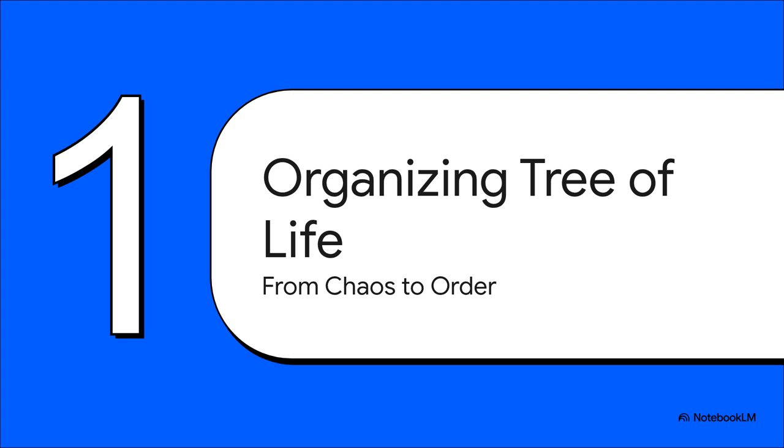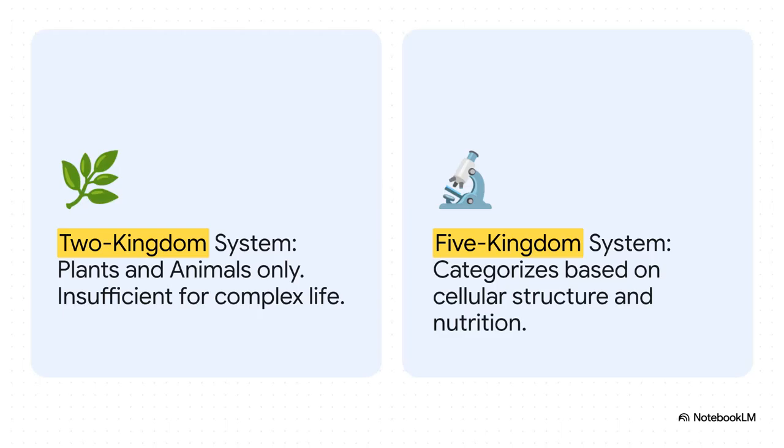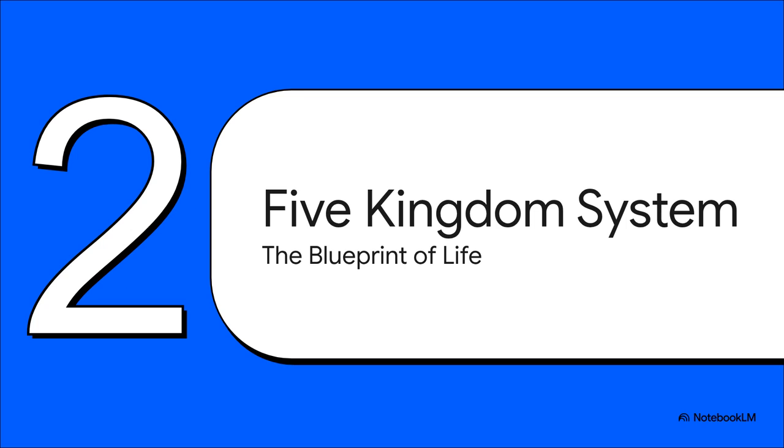Let's see exactly how early scientists tried to tackle this massive organizational headache. For a really long time, scientists basically just grouped everything into 2 buckets, plants or animals. That was the old 2-kingdom system. But as our scientific knowledge deepened, we realized that just wasn't cutting it. I mean, you can't just call a microscopic bacteria or a fungus a plant just because it doesn't run around. They are fundamentally different at a cellular level. So we desperately needed an upgrade to a modern 5-kingdom system based on cellular structure and nutrition. Which brings us to Section 2, Whitaker's 5-kingdom system, the blueprint of life.